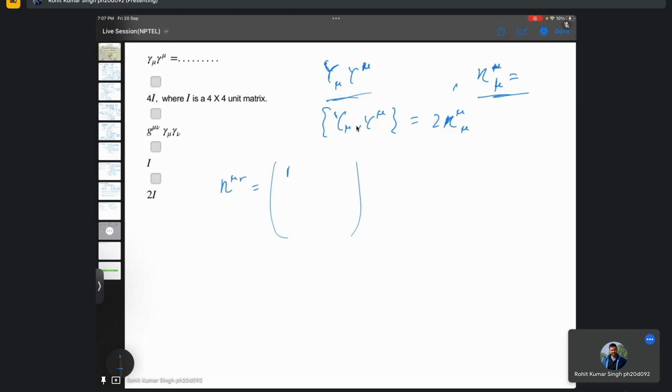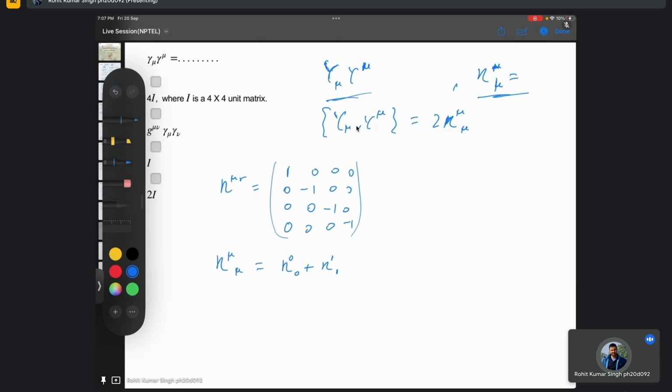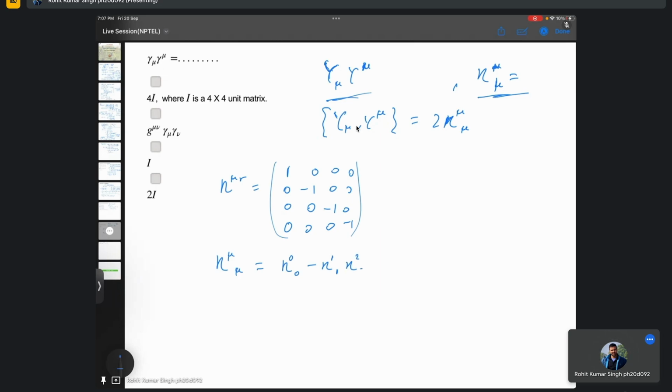So what I'm saying is, this is the metric tensor, right? And when you write it like this, from the Einstein summation convention, it means this thing, right? Sorry, they will be negative. Okay, so this will be equal to 4.